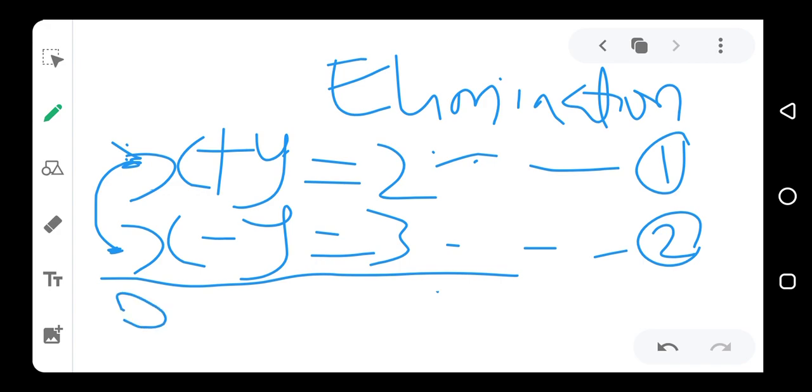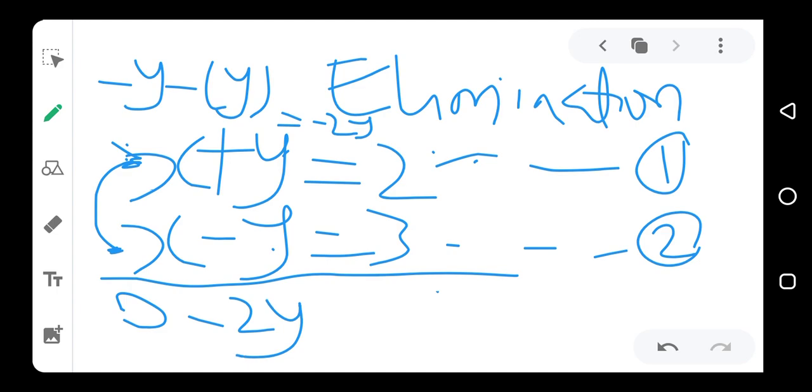Now we come to y. Minus y is in equation 2. Minus y minus y is equal to minus 2y. So we have here minus 2y. This minus 2y is equal to 3 minus 2, which is equal to 1, at the other side.